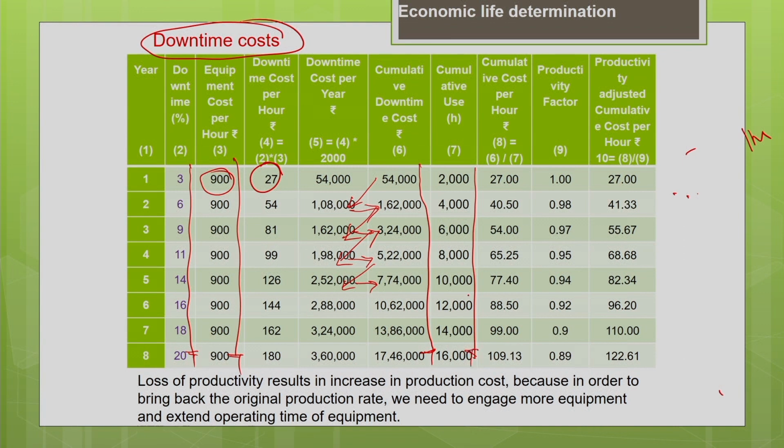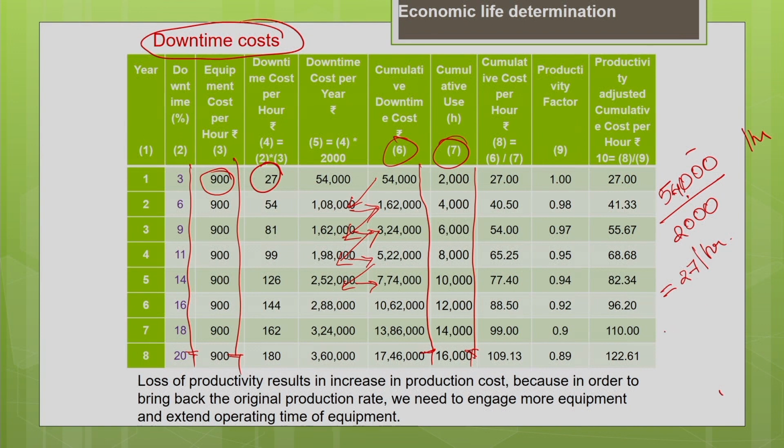Now, the cumulative cost per hour you can calculate by dividing the 6th column by the 7th column. Okay. The value 54,000 is your cumulative downtime cost for the first year, divided by cumulative usage for the first year, which is 2000. That will give you the cumulative downtime cost per hour as 27 per hour, for the first year.